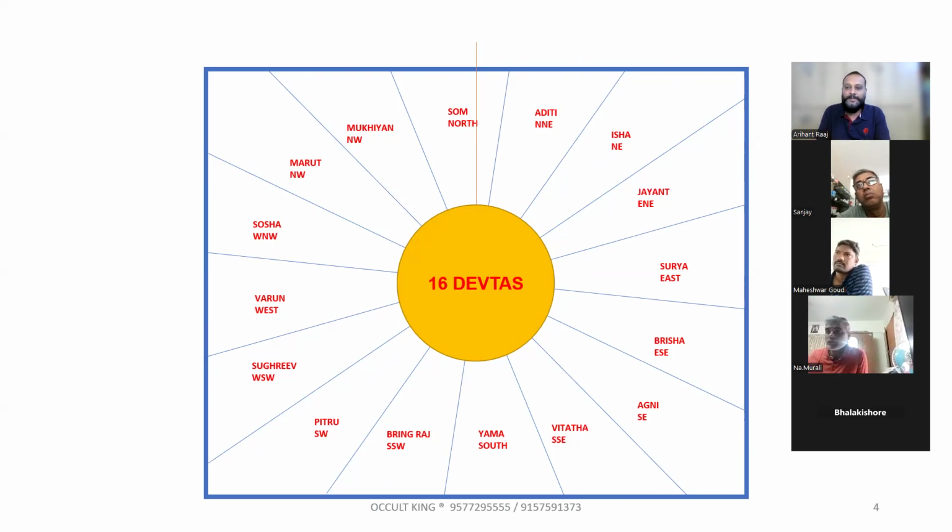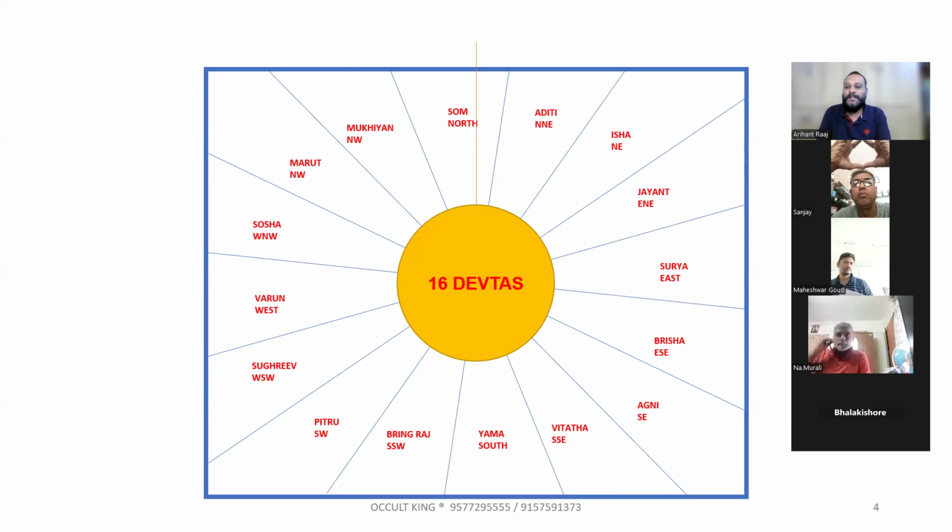If you are missing money and opportunities, for example, that means this devata is not happy, or is disturbed in that particular location. And Aditi is in the north-northeast direction. North-northeast direction is related to your health and immunity. If you are having continuous health issues, there is some problem in the Aditi direction or Aditi Devata. So we have to balance Aditi Devata.